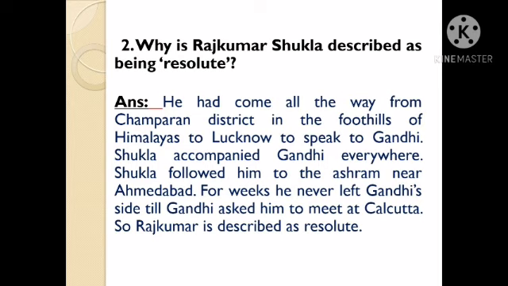Now let us come back to the answer. He had come all the way from Champaran district in the foothills of Himalayas to Lucknow to speak to Gandhi. He here refers to Rajkumar Shukla. Shukla accompanied means followed Gandhi everywhere. Shukla followed him to the ashram near Ahmedabad. For weeks he never left Gandhi's side till Gandhi asked him to meet at Calcutta. So Rajkumar is described as resolute, that is, he is completely determined that he will meet Gandhiji and will resolve this issue of peasants and this indigo crop.